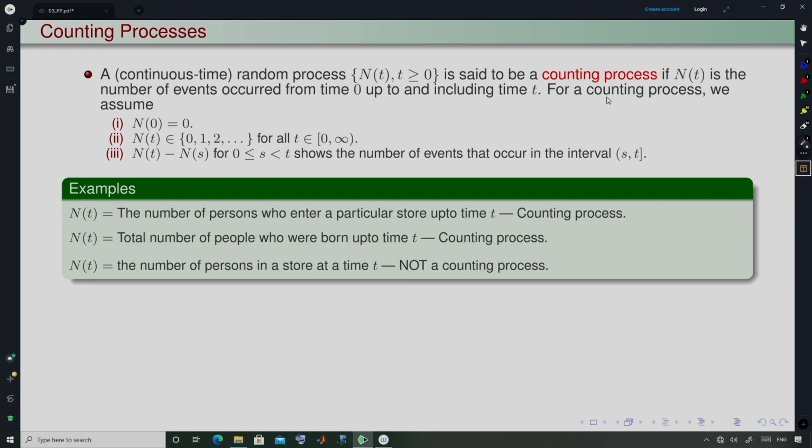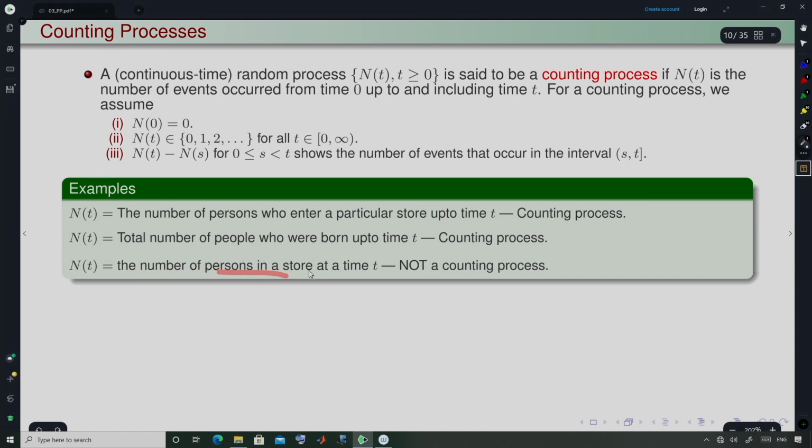Say for example, if you look at the number of persons who enter a particular store up to time t, it is a counting process, because starting from some time point, maybe if you are looking at a store which opens in the morning, that is your time 0, right. If you are looking at a month, then the first day of the month is time 0. So, whatever it is up to time t, no matter how you are defining t. The number of persons who enter a particular store up to time t, this word up to is important, is a counting process. Then the total number of people who were born up to time t is a counting process.